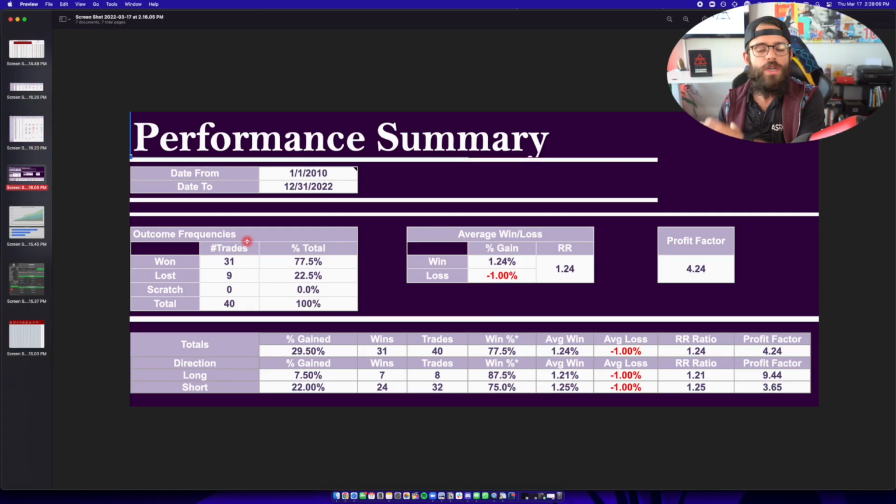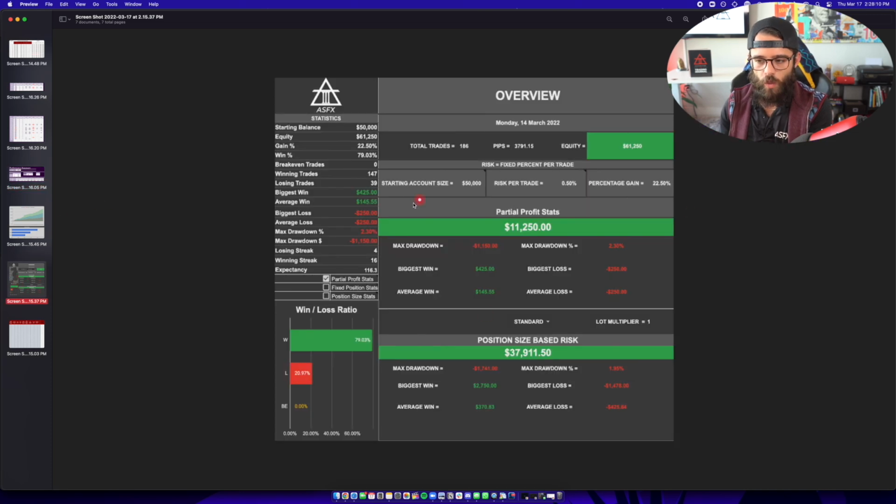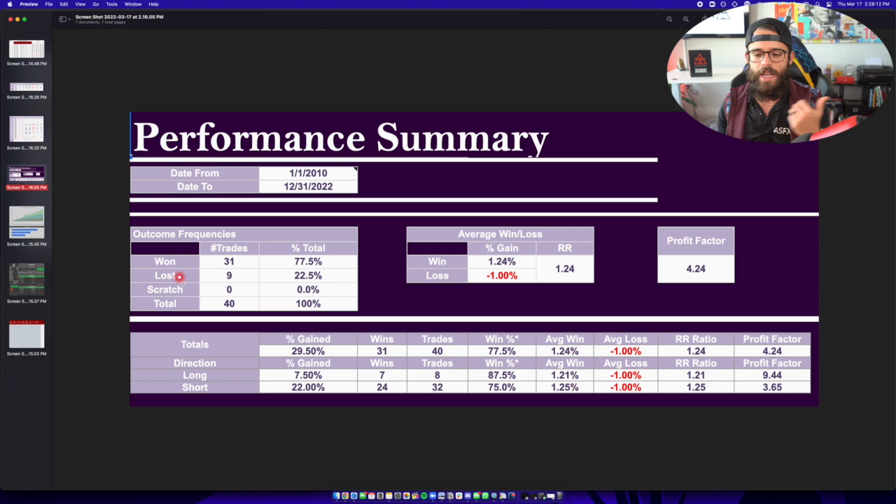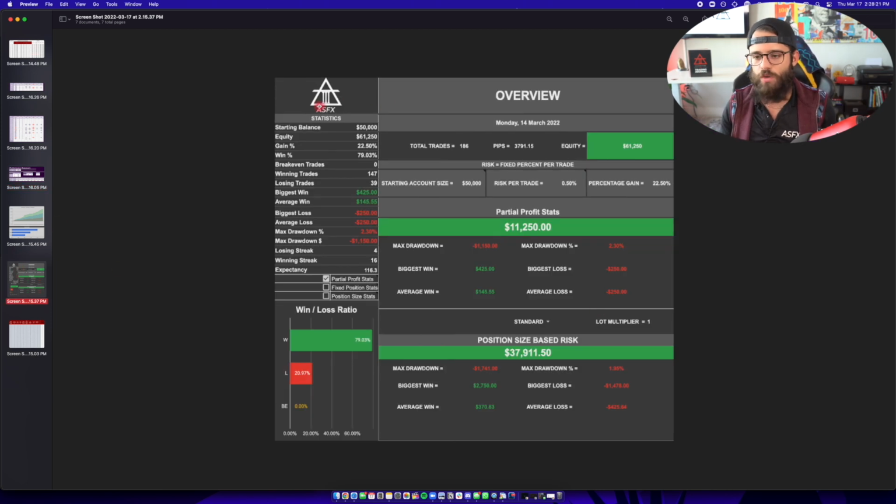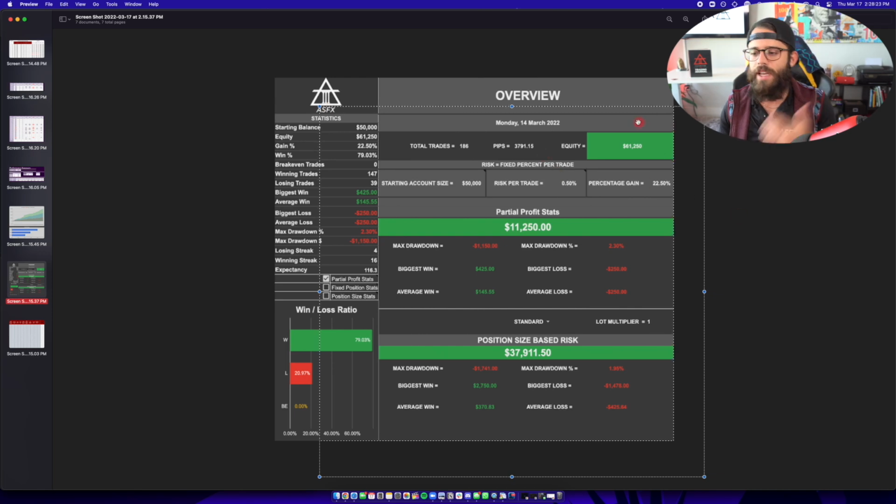Even beyond that, you can simply have a nice little printout here. This is Tom's spreadsheet. This is Jerome's way of showing it. The same kind of idea. It shows total percent gain, how many wins, how many trades, win percentage, average win, average loss, risk reward ratio, profit factor. Simple stuff. Jerome's spreadsheet shows the same thing right here. His counts pips, his shows your equity balance.